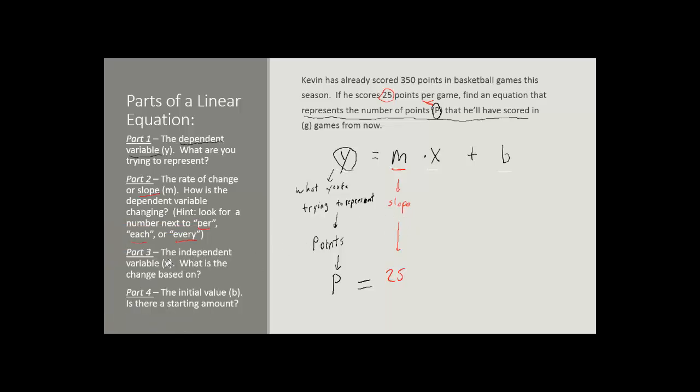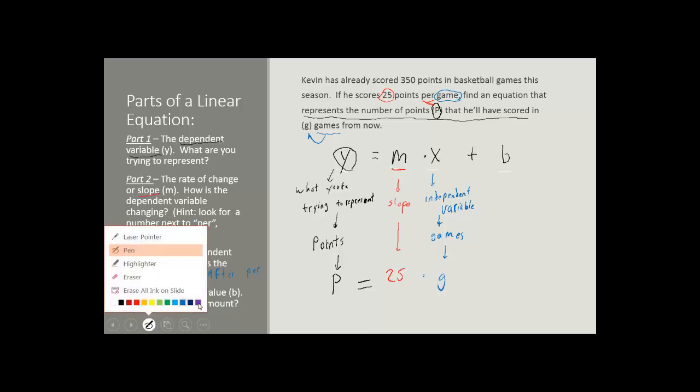Now we'll move on to the third part, the independent variable, x. I'll label that here. Independent variable. And the independent variable is what that change is based on. And usually that is the word after the per. That's right here. The word after per is the games. So the independent variable is the games. And in the last sentence of the problem, it says that games is represented by the letter G. So instead of writing x, let's write G.